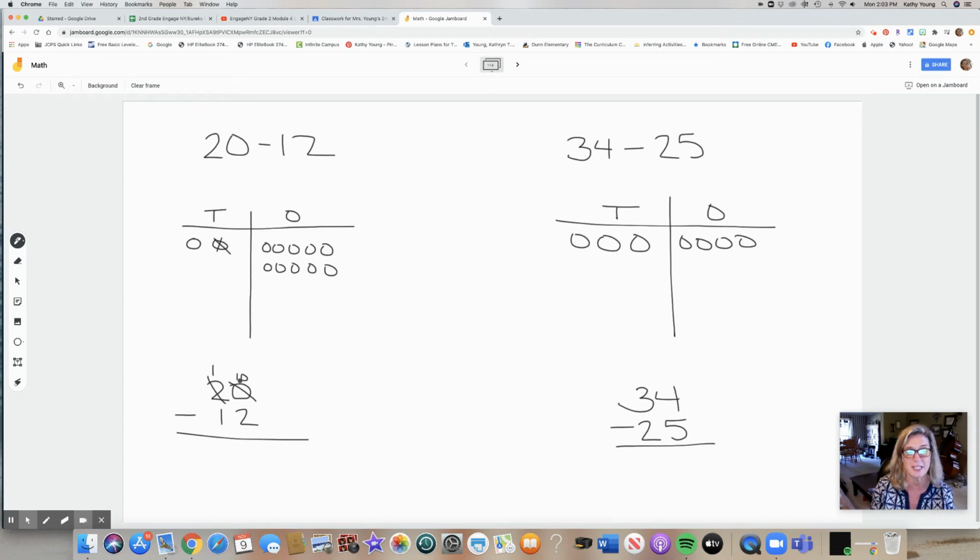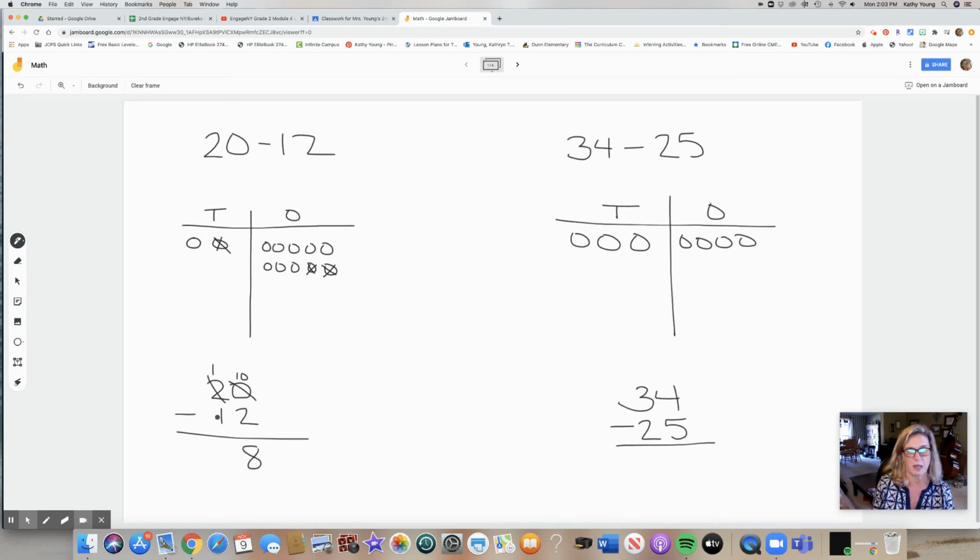So now I have 10 minus 2. Okay, I always line up my ones place, I line up my tens place. So I'm going to take away 2. So you see when you draw them, you can just cross them out, where on the virtual manipulatives that I used yesterday, I was actually moving them. So sometimes this is just as easy. So 10 minus 2 is 8. So I've got 8 ones left.